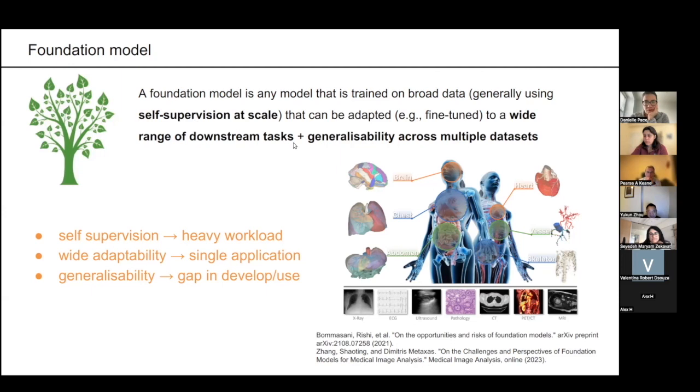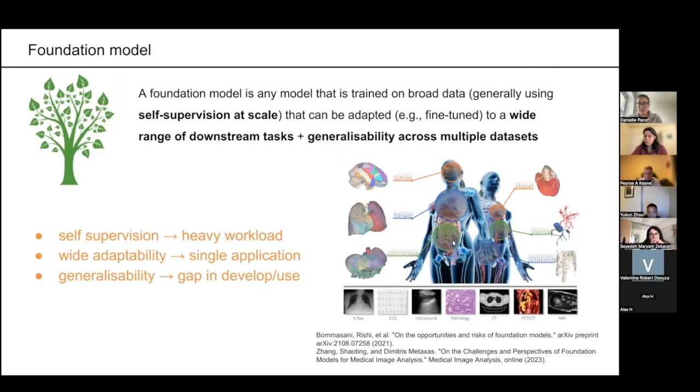And the third point is generalizability across multiple datasets. Multiple datasets usually consist of different characteristics like population, demographics, and image devices. So having good generalizability across multiple datasets will be super important and significant for the clinical use case.